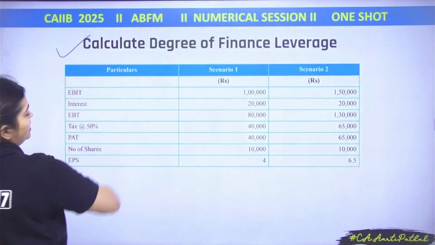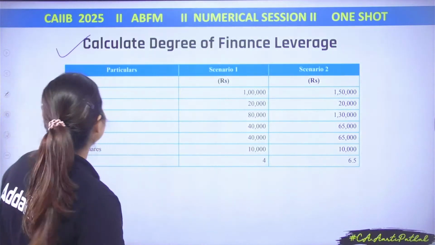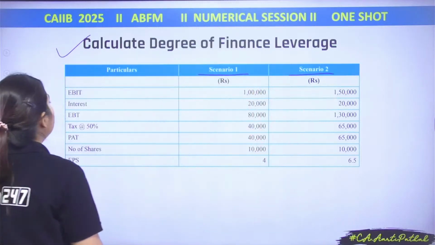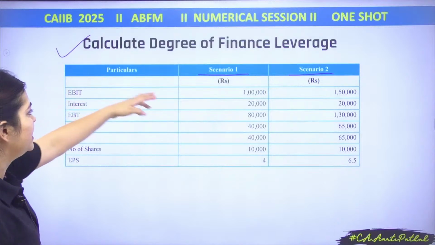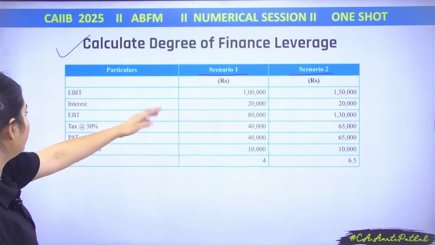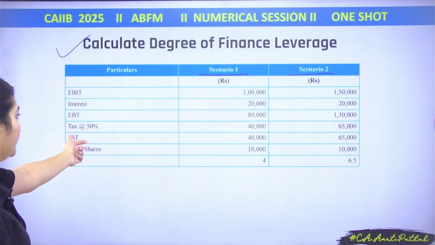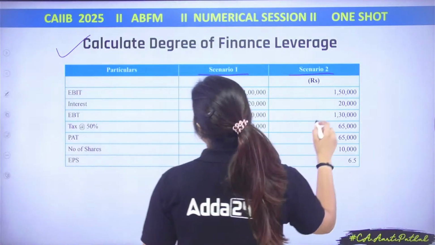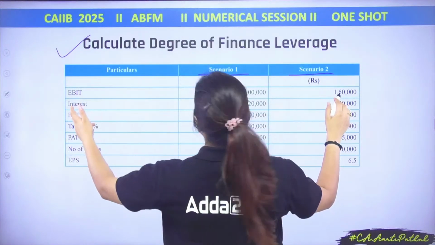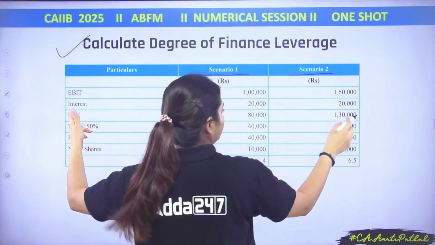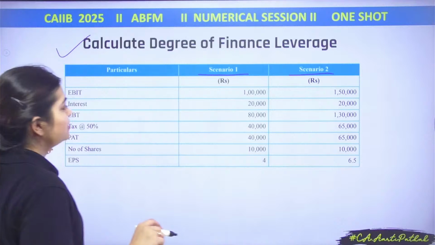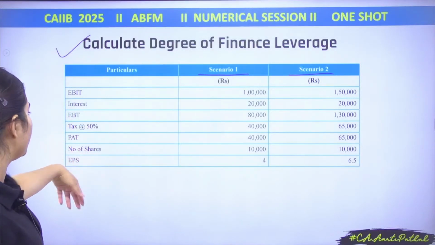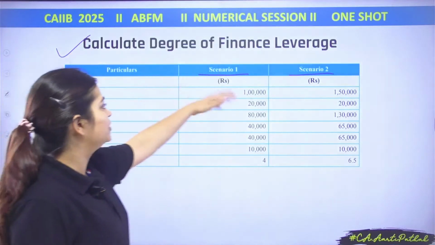Okay, this question is again from degree of financial leverage. Here you have two scenarios, scenario 1 and scenario 2. Here you can see EBIT 1 lakh, interest, EBT, tax, PAT, number of shares, earning per share. Then you have EBIT 1 lakh 50, interest 20,000, EBT 1 lakh 30, tax 65,000, PAT 65,000, then number of shares, and you have EPS for both the scenarios.